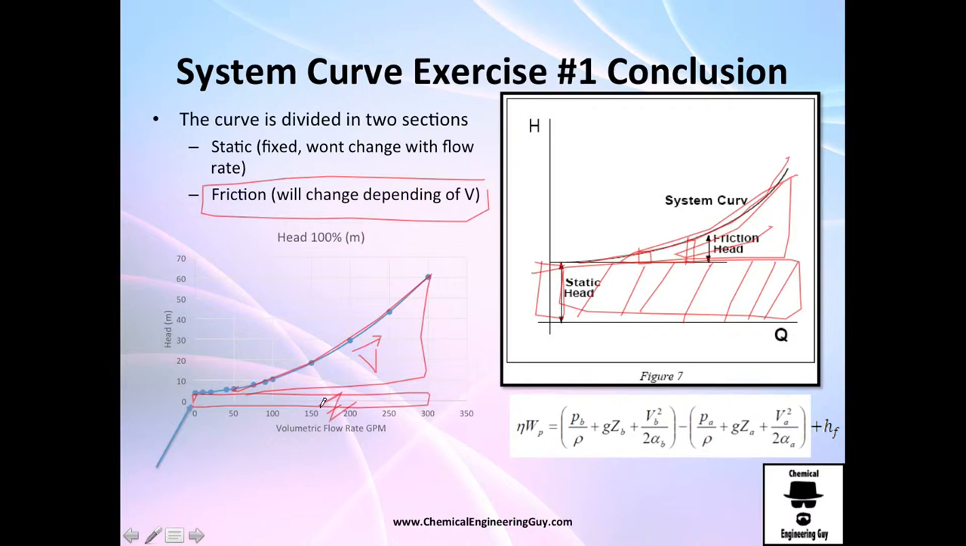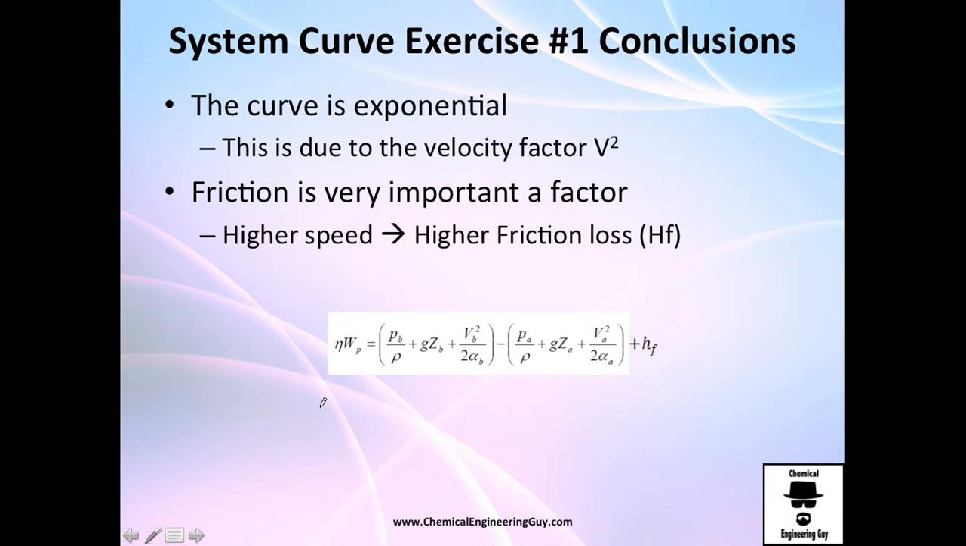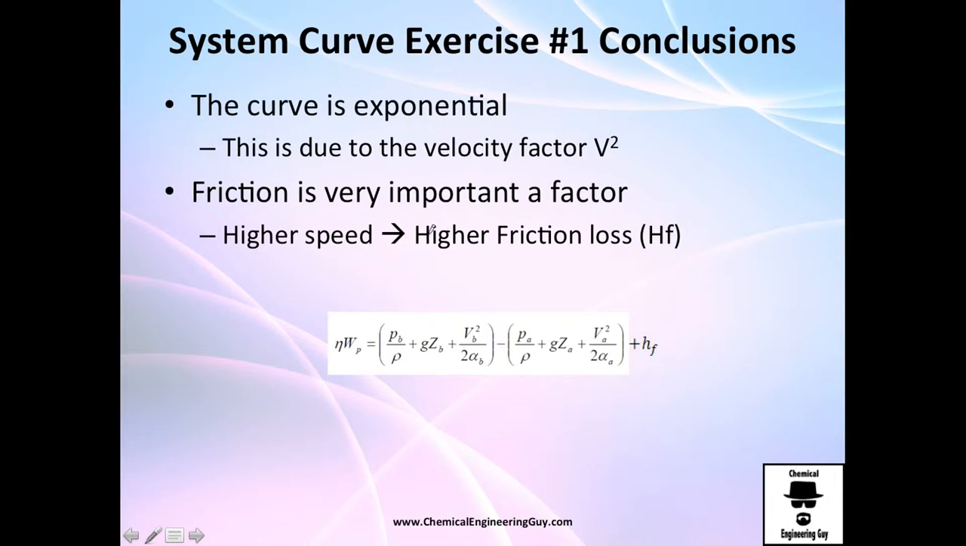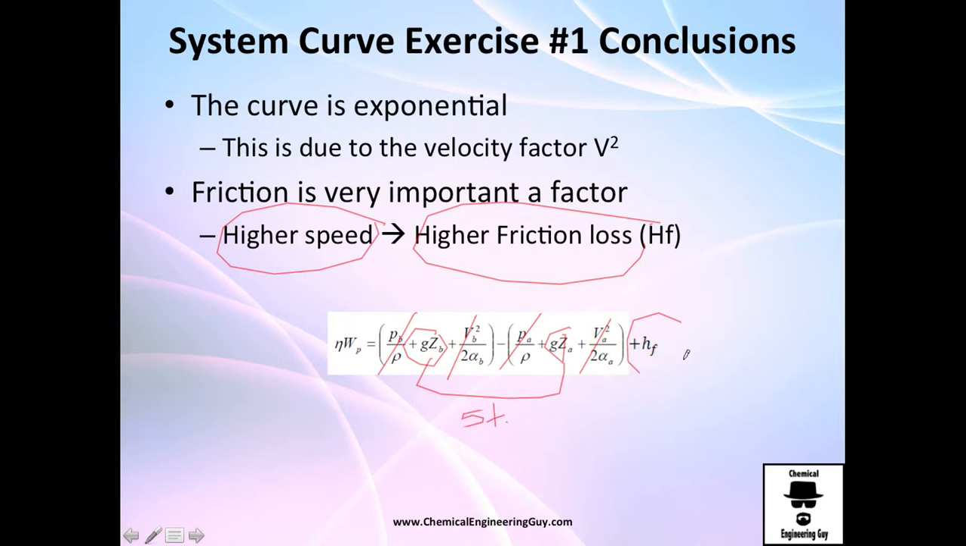That's the first conclusion. The curve is exponential, or maybe I would say more parabolic, because it depends on the velocity squared. And it is a very important factor, guys, because once again, only this is due to the velocity. So as speed gets high, the loss due to friction gets higher. So even though this and this were not non-existent, the only difference was 4 meters, this is the static head, and this is the friction head, which changes with respect to velocity, or of course with respect to volumetric flow rate.